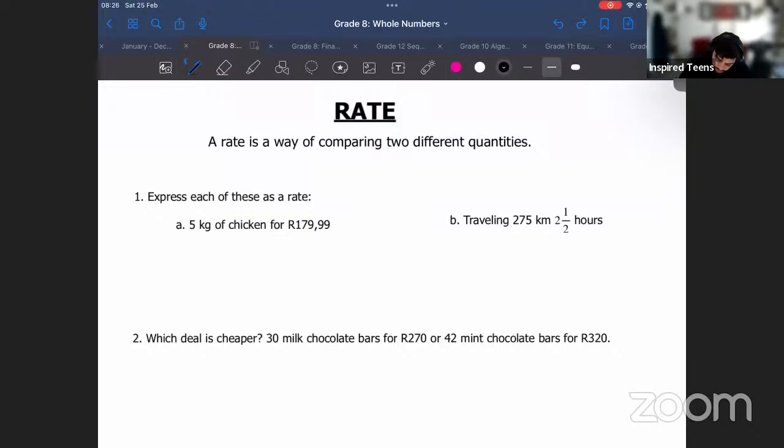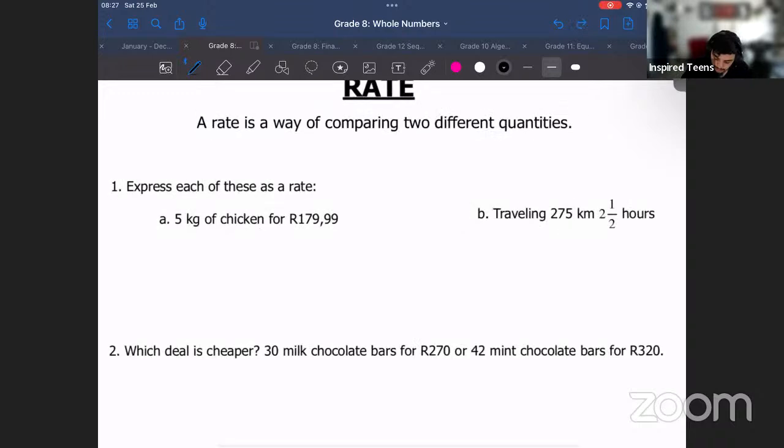So now, express each of these as a rate. If you think of the word rate in English, it explains it in maths. We always consider the rate at which you are doing something, basically the speed at which you are doing something. Are you doing something fast? Are you doing something slow? How fast are you doing something? If you're packing the dishes, how many plates are you packing per minute? We could describe something like that as a rate. That's why we are comparing two different quantities.